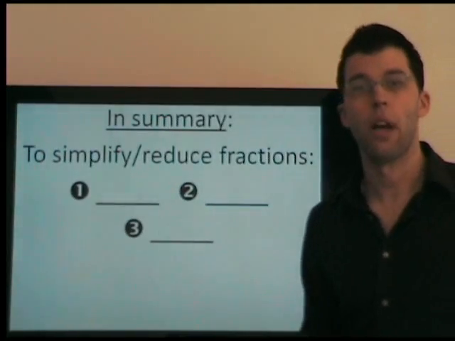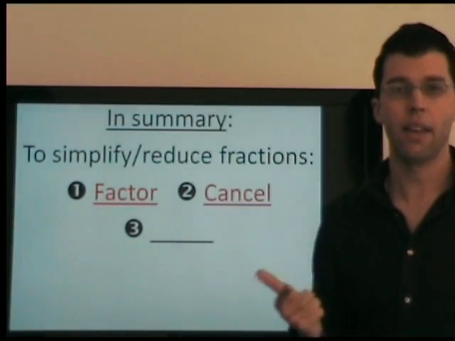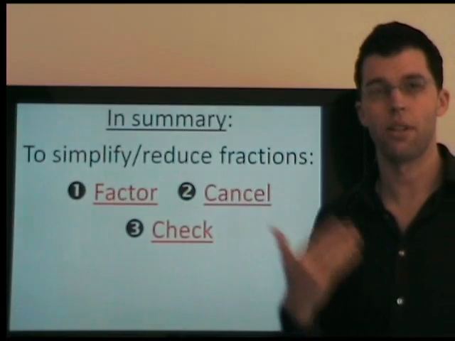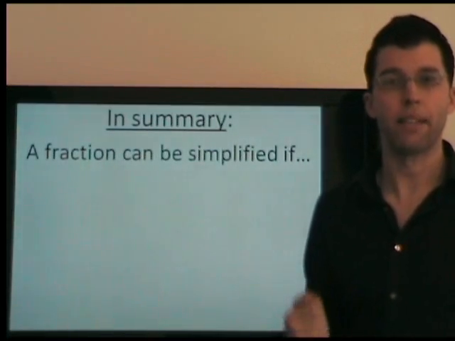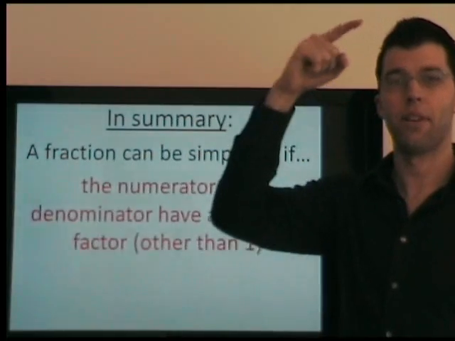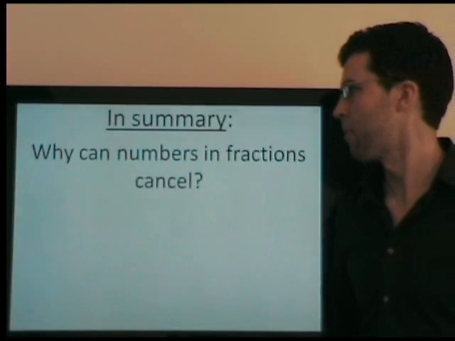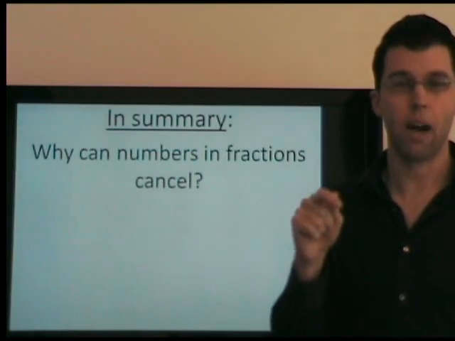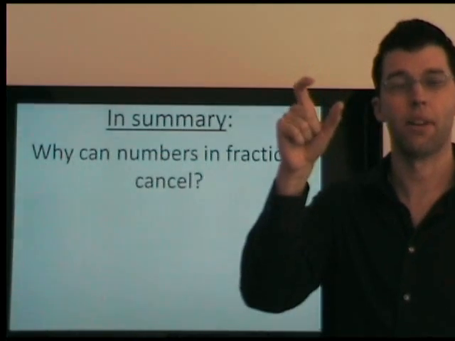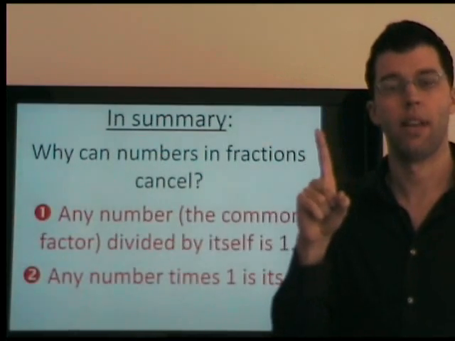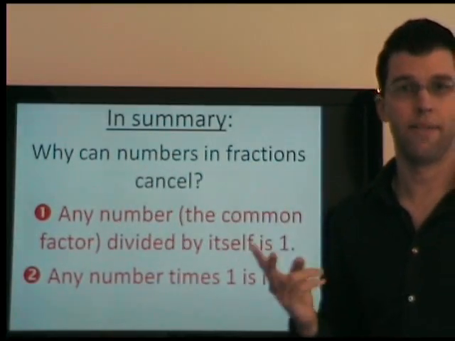Okay, so let's review. How do you simplify fractions? You factor and cancel. Then you always check to see if you can still keep simplifying. Okay, when can a fraction be simplified? Well, if there's a common factor in the numerator and denominator. Okay, so why do those common factors cancel from a fraction? Well, the common factor divided by itself is 1. And any number times 1 is itself. So that's why the factors go away.